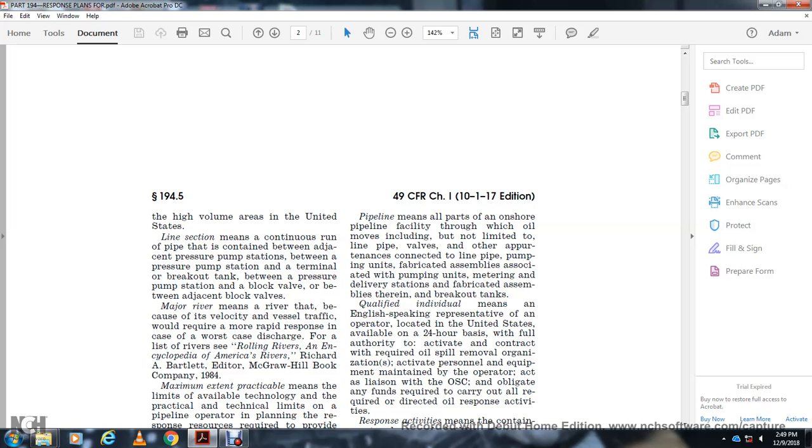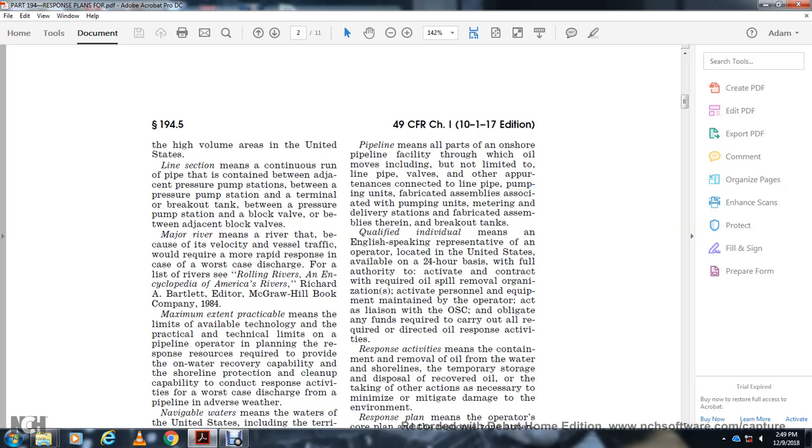Line section means a continuous run of pipe contained between adjacent pressure pump stations, between a pressure pump station and a terminal or breakout tank, or between a pressure pump station and a block valve, or between adjacent block valves. For a major river where the velocity of the current and vessel traffic would require more rapid response in case of a worst case discharge, for a list of the rivers, refer to the Encyclopedia of American Rivers, Richard A. Bartlett, editor, McGraw-Hill Book Company, 1984.